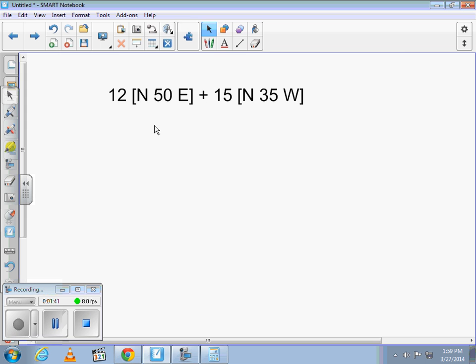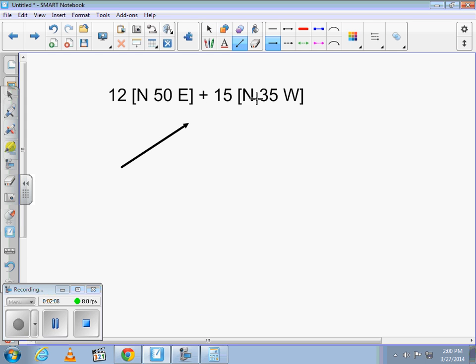We call the vector that you get when you add two vectors the resultant vector. So first off, I'm going to just try and sketch them. So 12 north 50 degrees east. A vector going north is going to look like that. And what this is saying is I start off north, and then I must rotate it 50 degrees towards the east. The east is this way, and that's about 45, so a little bit more. That's north 50 degrees east. Okay, that's my first vector.